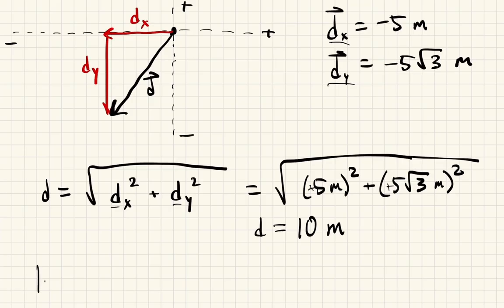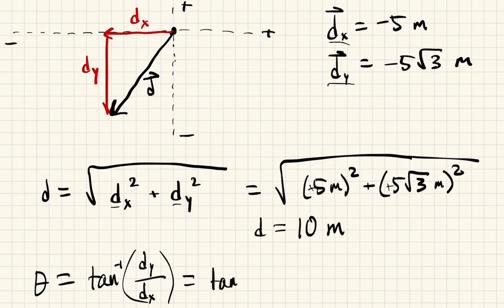Sorry, let me rewrite that. We're trying to find the angle, and we know that that's going to be the inverse tangent of the magnitudes of the y component and x component. And that would give us this here. And this would result in getting 60 degrees, okay?